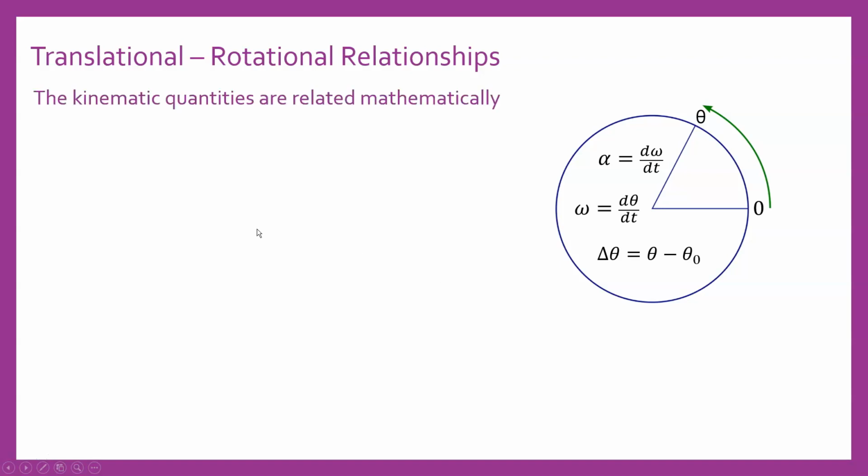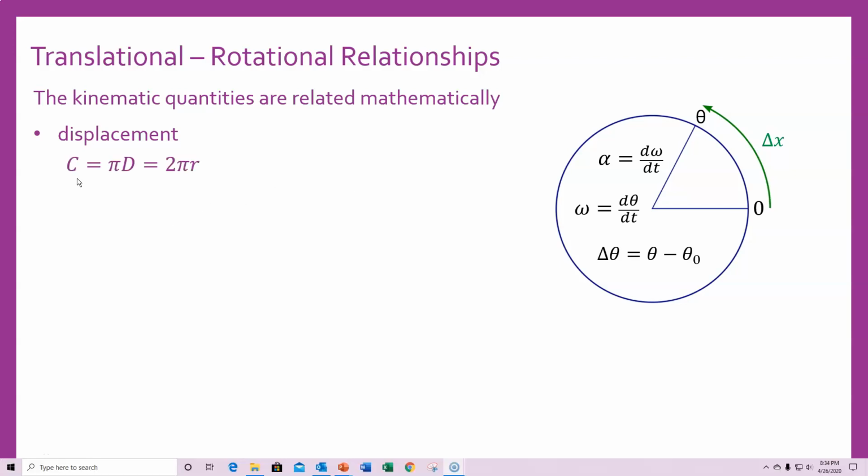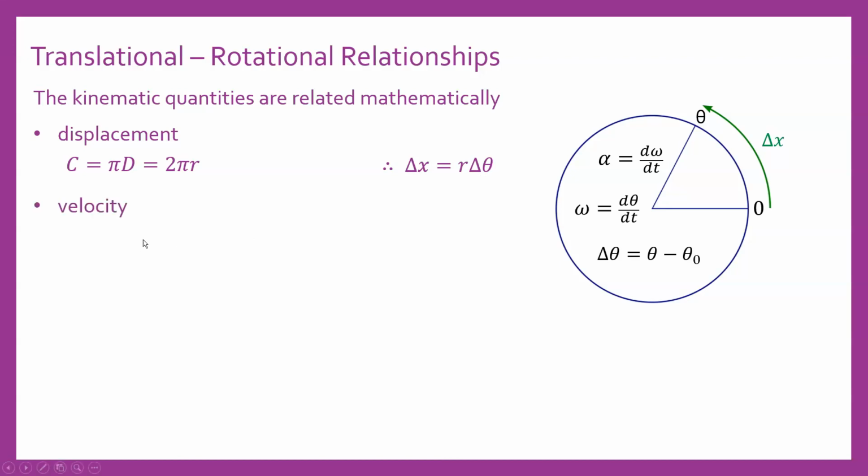They are related mathematically. Displacement would be this arc length, we'll call that delta x. Our basis for relating displacement to angular displacement is the equation for the circumference of a circle. We know that the circumference is equal to pi times diameter, but because the diameter is 2 times r, we know that the circumference is equal to 2 pi r. And that gives us the relationship that the displacement is equal to the radius times the angular displacement.